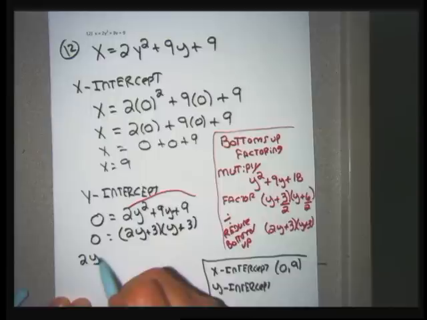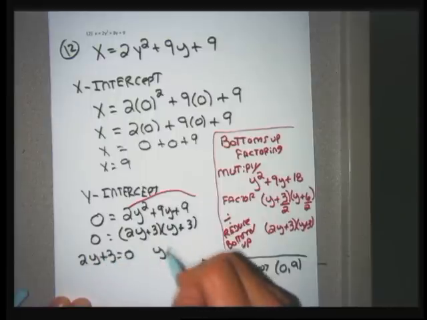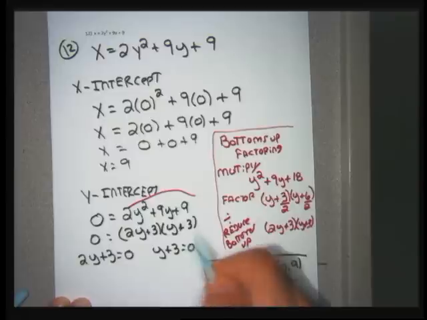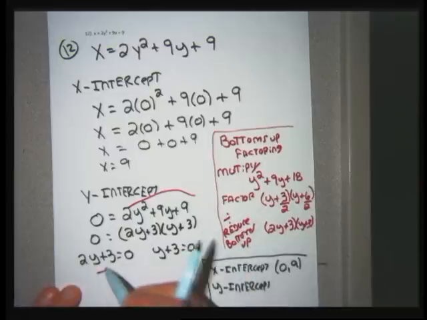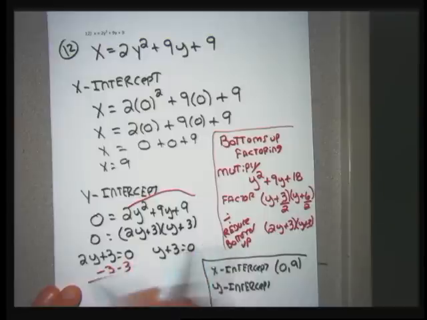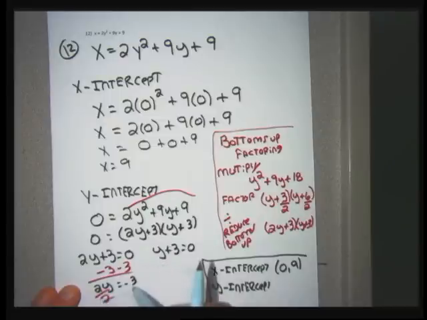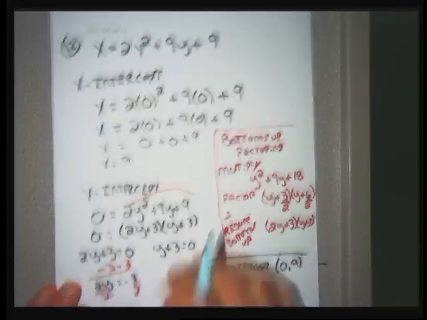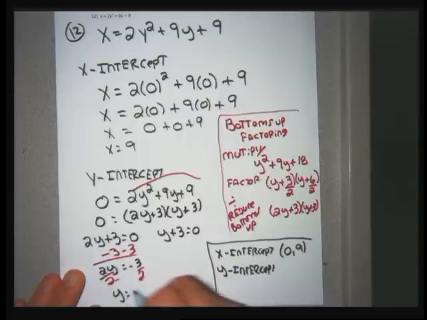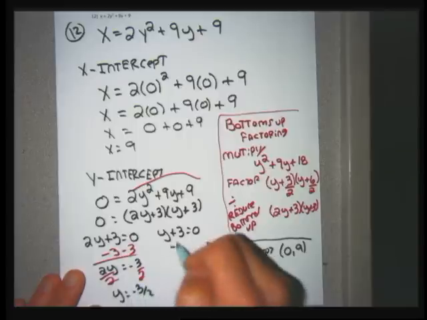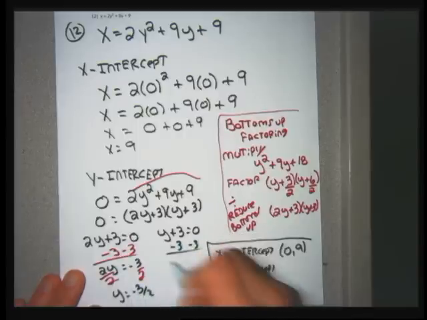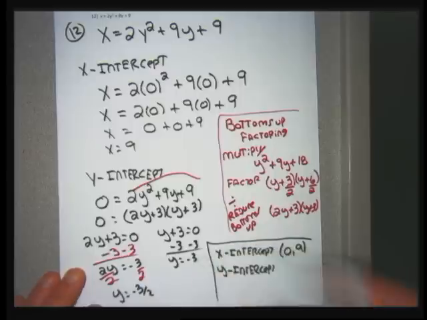Now that I have it set equal to 0 and factored, I set each parenthesis equal to 0. The 2y plus 3, I'm going to minus 3 and divide by 2. When I minus 3 from each side, I get 2y equal to minus 3. When I divide by 2, I get y equal to minus 3 halves. And for the y plus 3, you just minus 3 from both sides and get y equal to minus 3.